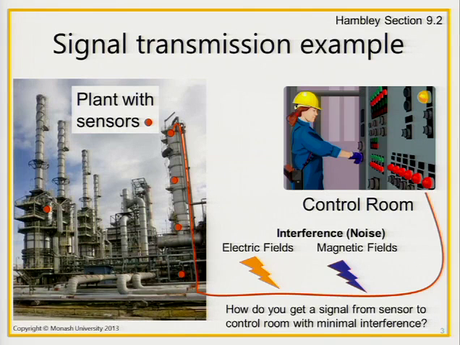Now, the problem is that along the way, along those large, long cables, you can, through electromagnetic interference, that is electric fields and also magnetic fields, you can couple in a lot of noise. By coupling in, I mean noise gets into the signals in the circuit. So how do we get a signal from the sensor to the control room with minimal interference? That's the engineering case that we would want to solve.